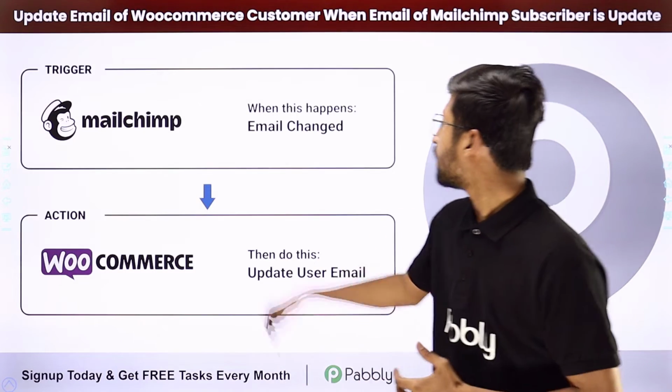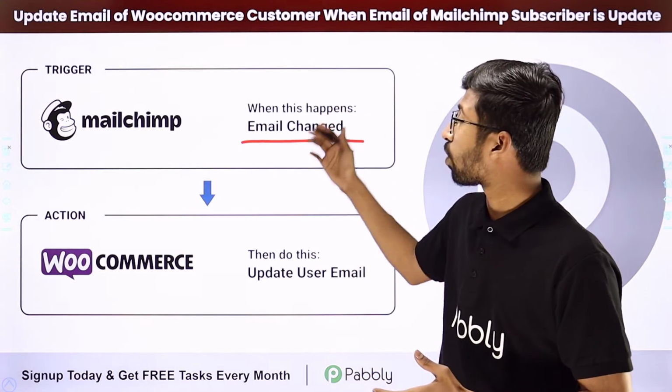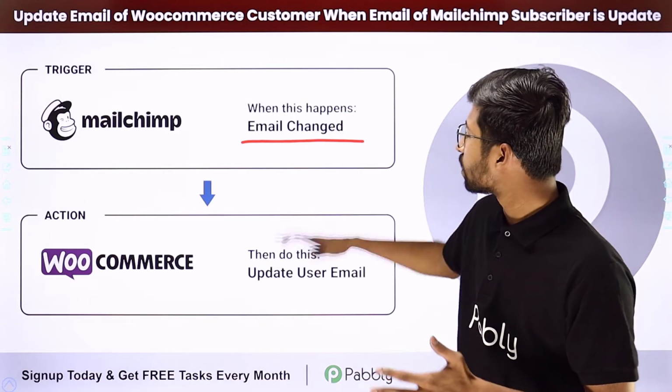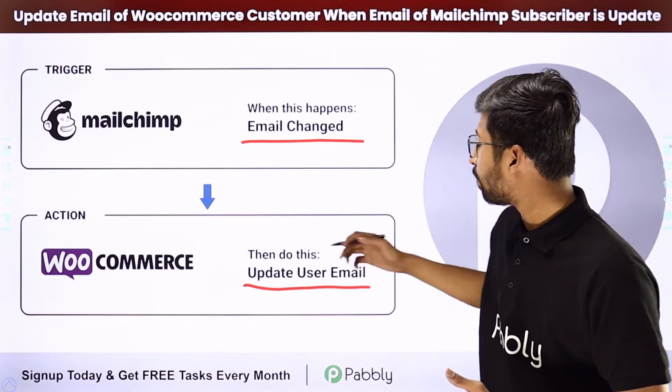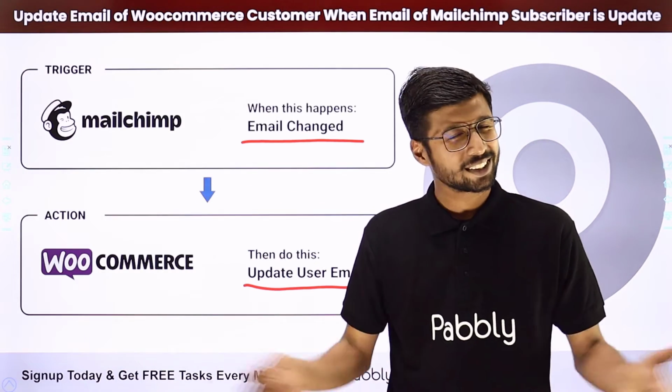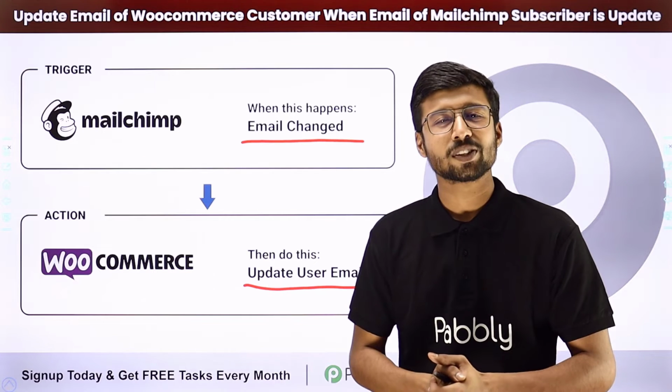In this automation, whenever the email address of the subscriber or the contact is changed in Mailchimp, automatically the same user's, the same customer's, email address will be updated or changed in WooCommerce as well. So how can you set up this automation? To know this, you have to come with me to my screen.